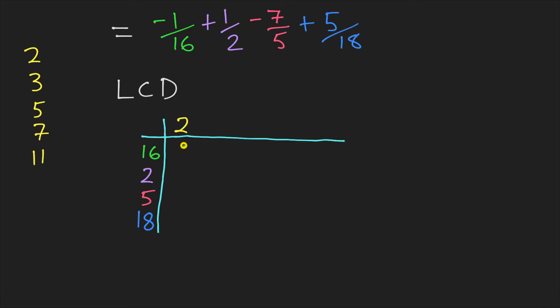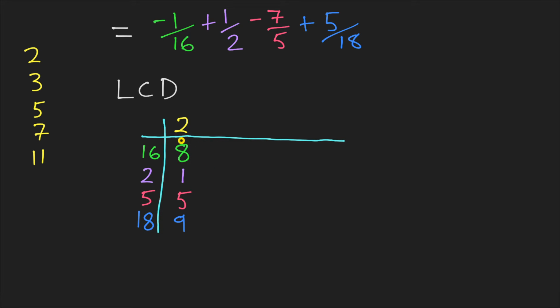So write the result of 16 divided by 2, 8. 2 divided by 2 is equal to 1, so write 1. 5, well 5 is not divisible by 2, so just go ahead and copy 5 over. What about 18? 18 divided by 2 is equal to 9, so just copy 9.